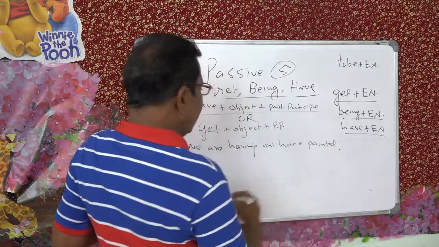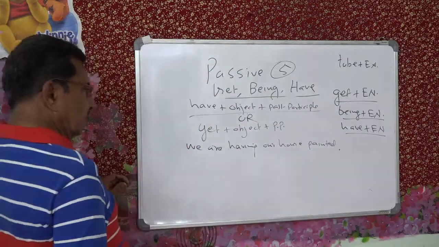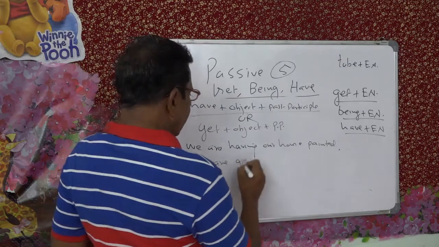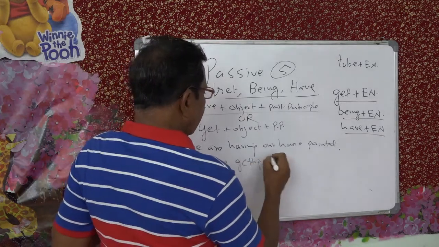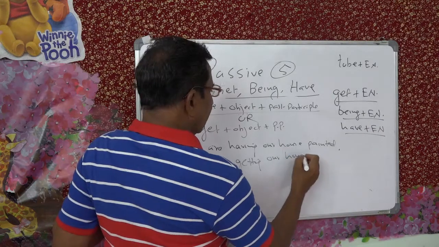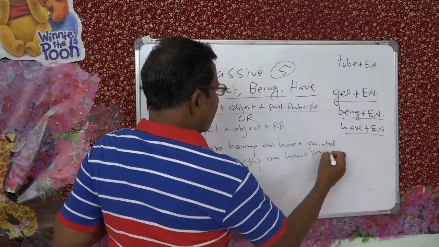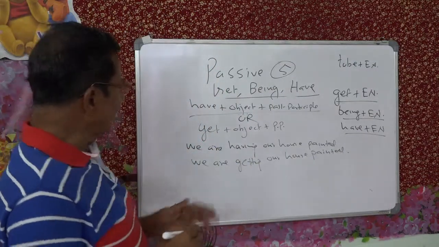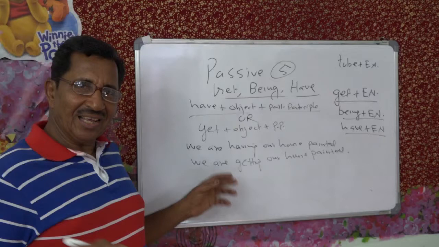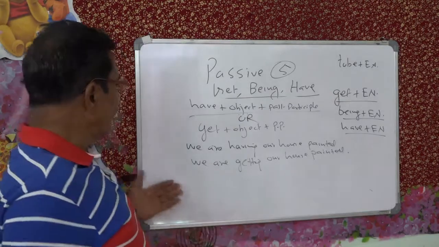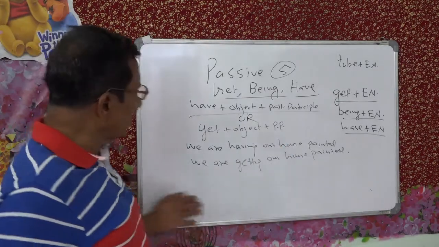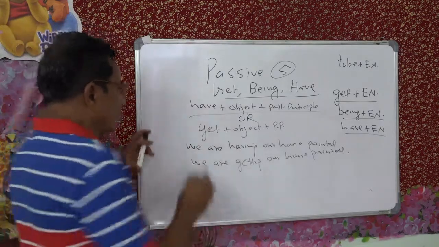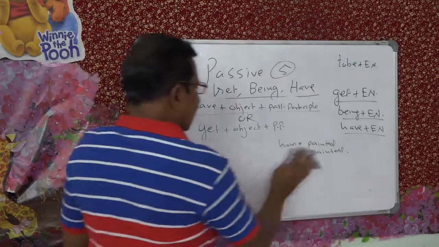Send it. We are having our house painted. Instead of that, you can also say we are getting our house painted. Both are interchangeable, so to say. But this looks better if you consider it like that. Otherwise, we are having our house painted, we are getting our house painted. Same. There can be a slight change in the meaning. You can say like that.